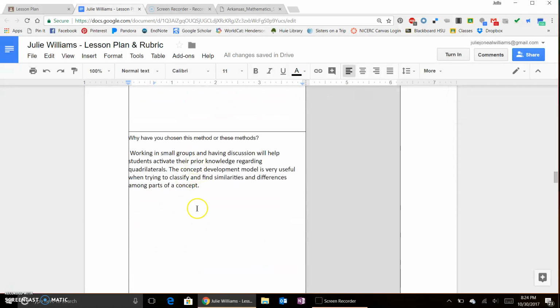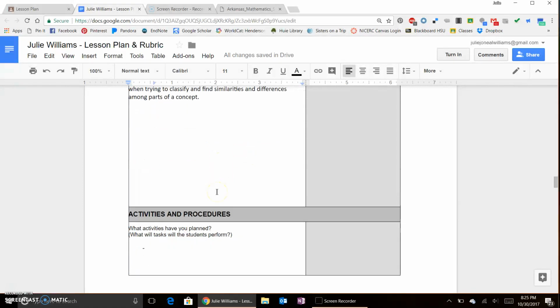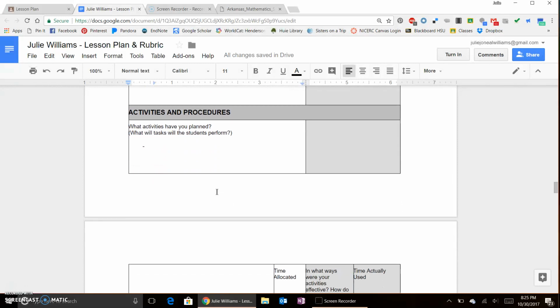Then down here, it's asking why you're choosing it. I'm going to say working in small groups and having discussion will help students activate their prior knowledge. This is at the beginning of a lesson, so that's going to help them think about the prior knowledge they have about quadrilaterals. They're going to hear some different vocabulary. And the concept development model is very useful when trying to classify and find similarities and differences among parts of a concept, which is what we're trying to do. So that makes sense. I just explained that, and it doesn't take too much space.